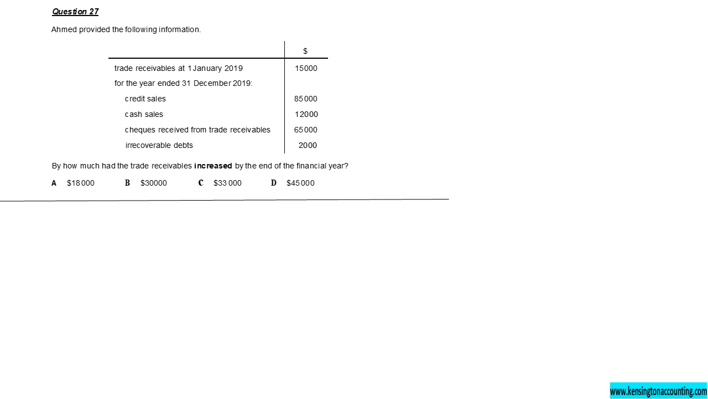Question 27 deals with a sales ledger control account. Now we have an opening balance, we have movements during the year, and the question is how much had trade receivables increased. So we're talking about increase as highlighted in the question itself in bold. Therefore, the opening balance is irrelevant because we're talking about how much it has increased.